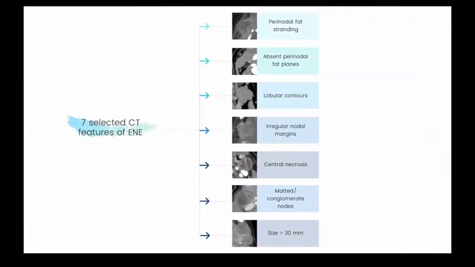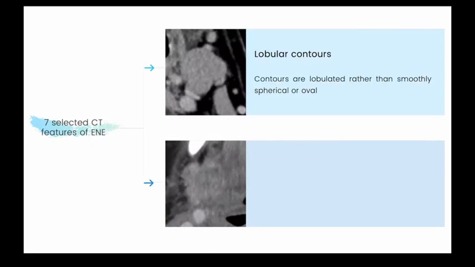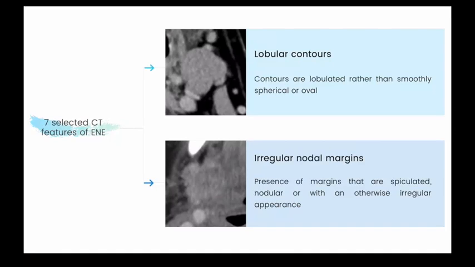The next 2 features look at the contours and margins of the lymph node. A lymph node with lobular contour demonstrates undulations within its contours rather than smoothly spherical or oval contours. A node with irregular margins has margins that are spiculated or irregular, as seen here.